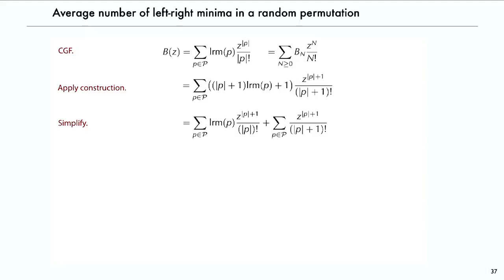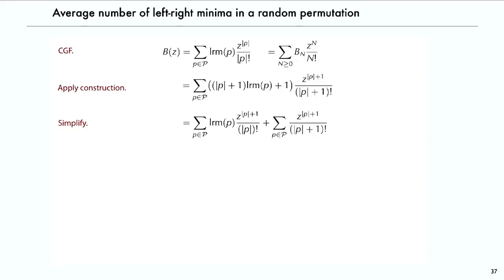The first term is size of p plus 1 times LRM of p, and that size of p plus 1 cancels with the size of p plus 1 factorial below the z to the size of p plus 1. So that gives us the first sum, LRM of p, z to the p plus 1 over p factorial. And then the second term, the plus 1, just throws out a second term with z to p plus 1 over p plus 1 factorial. So that's a simplification. Now both of those we can evaluate.